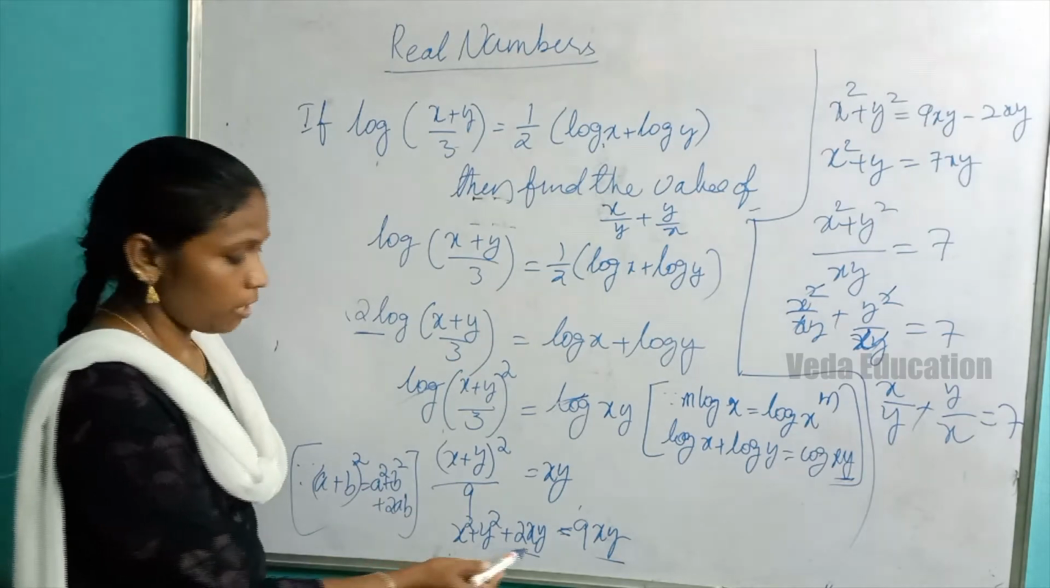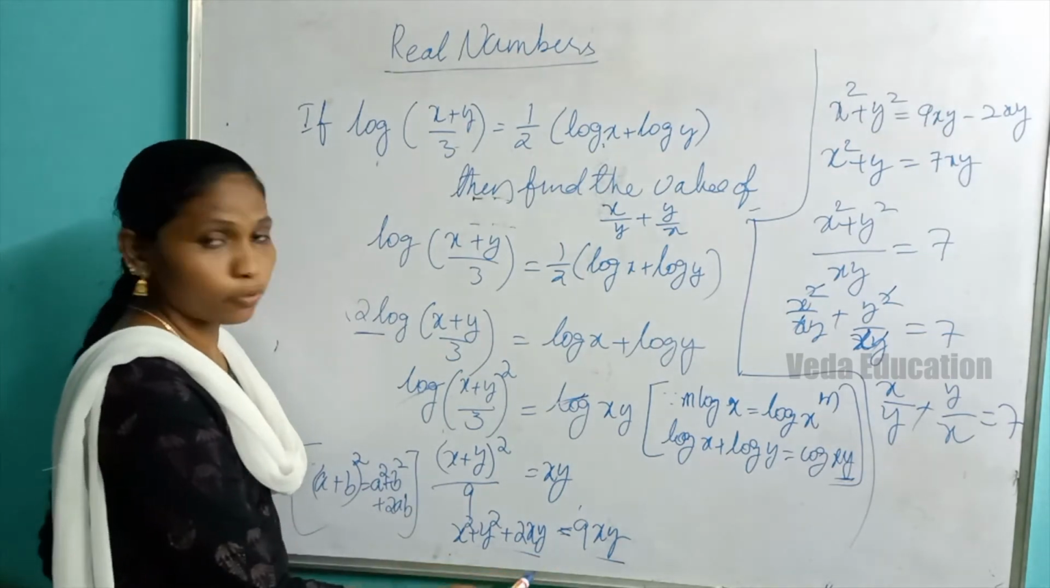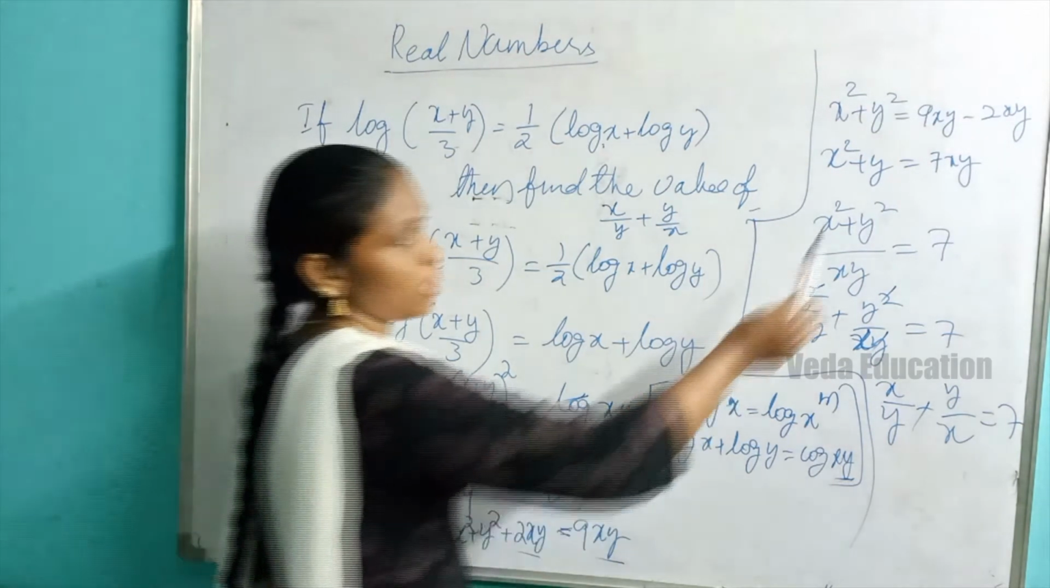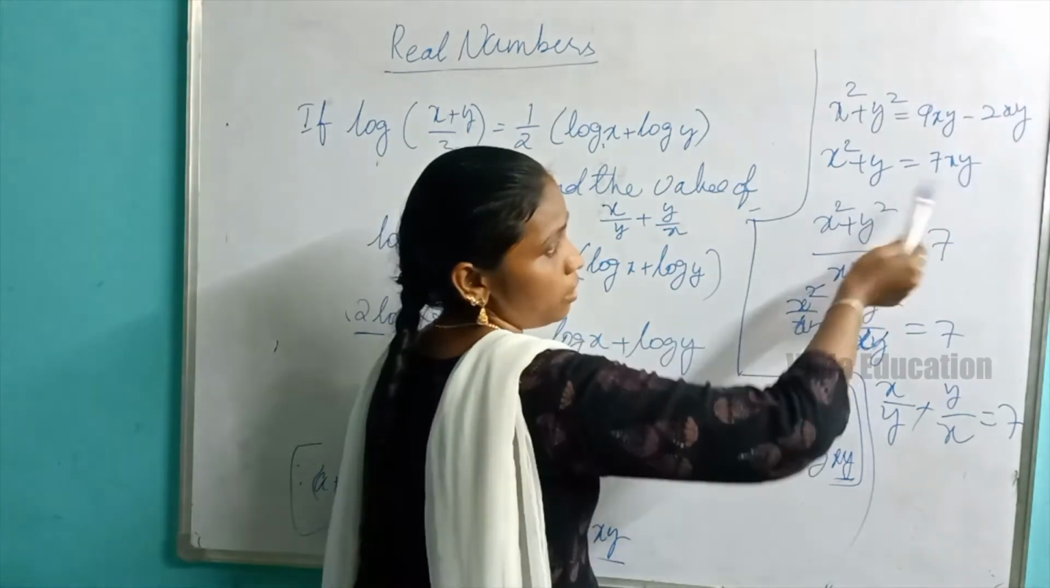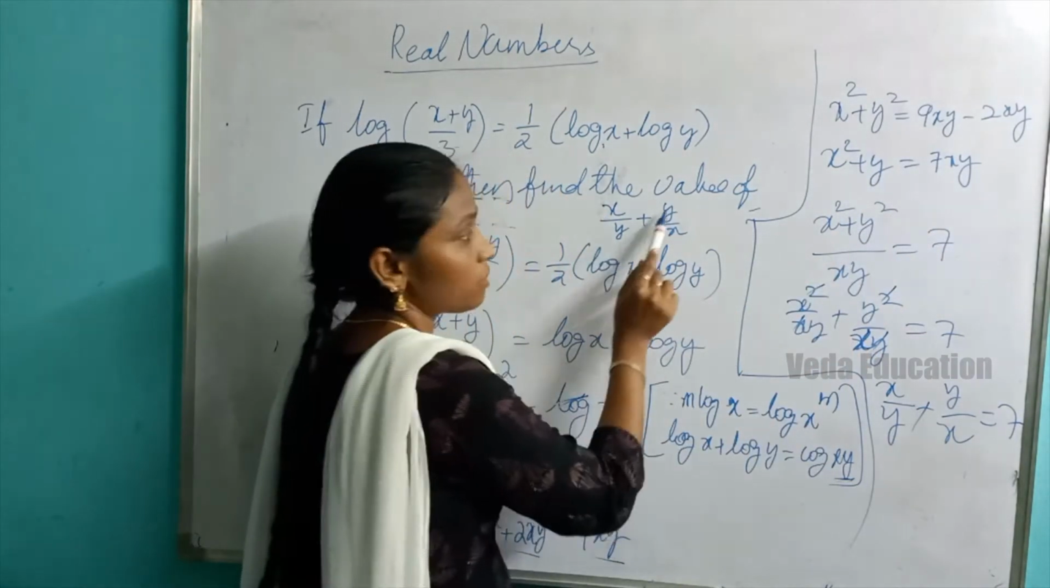We applied it here. Which are the like terms? 9xy and 2xy are the like terms, so we subtract. What is left here is 7xy. Now they asked us to find x by y plus y by x.